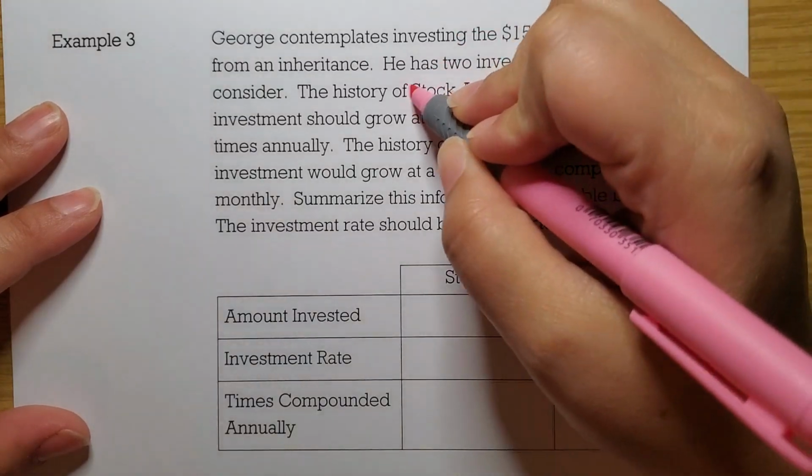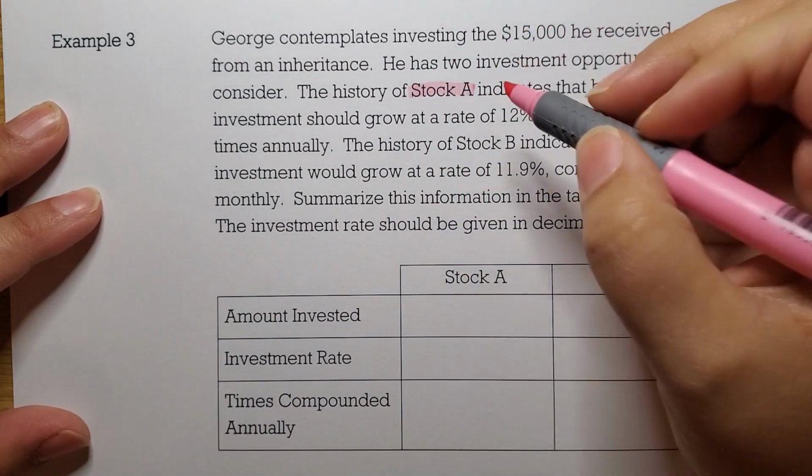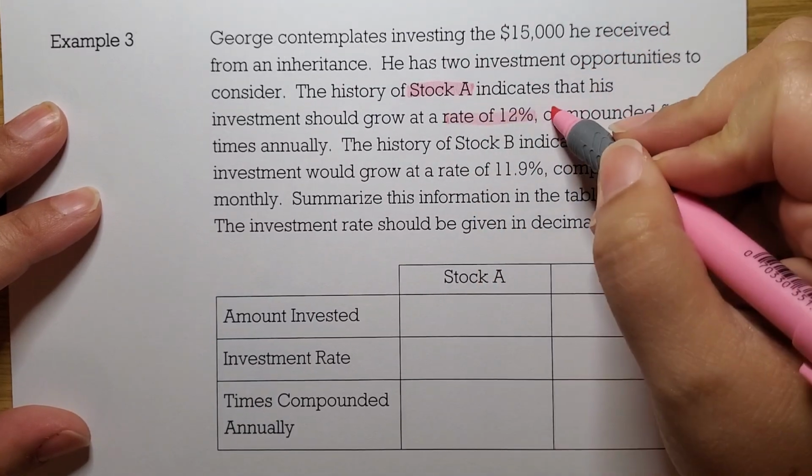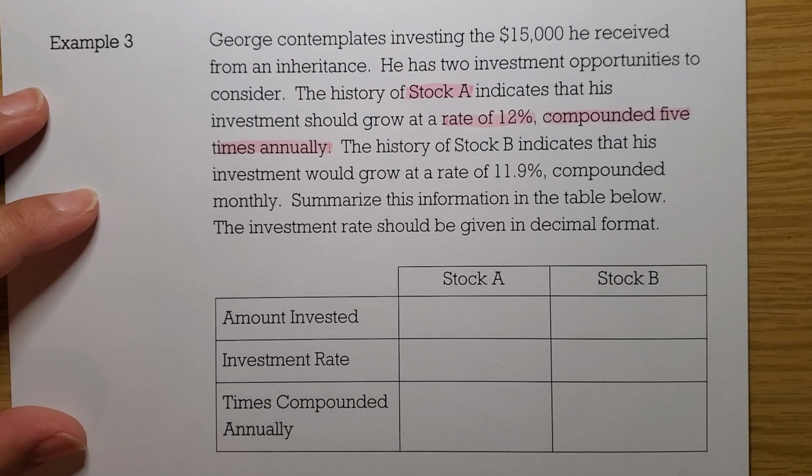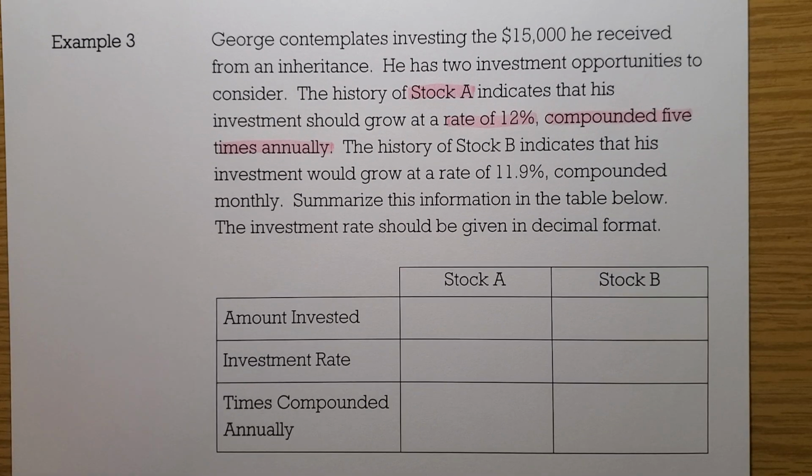So stock A indicates that it should grow at a rate of 12%, and then it's compounded 5 times annually. So just to provide some context, what compounded means here is that if you make an investment, periodically they'll look at the money in the account, and then based on your interest rate, you're going to earn some extra money for saving it, based off the amount you have in your account.